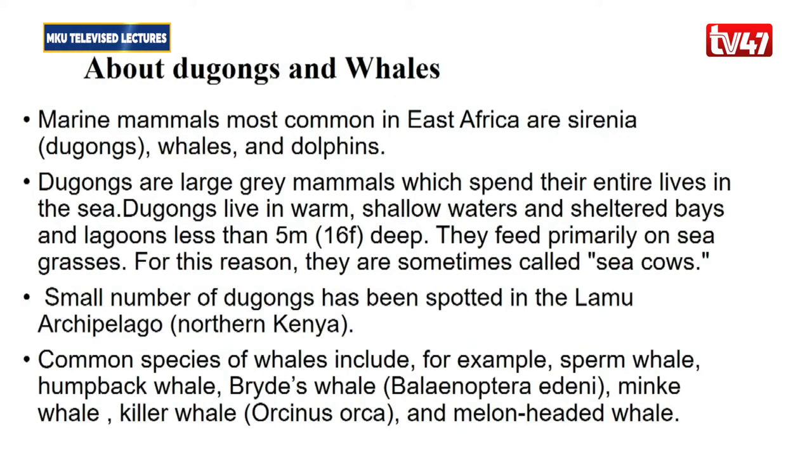And for this reason, you can imagine, sea grasses are one of the ecosystems at the coastal zone that needs much of our protection, because the dugong depends upon it to feed and find its survival. For this reason, dugongs are sometimes called the sea cows. They are called sea cows because they feed on the sea grasses, normally underwater. And that is also another ecosystem that will need much of our protection.